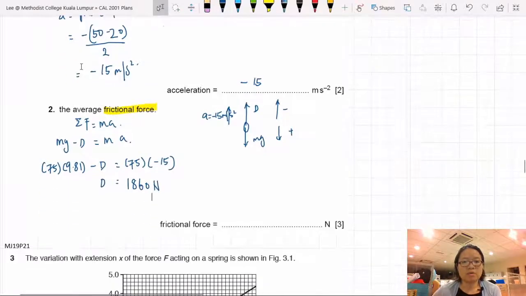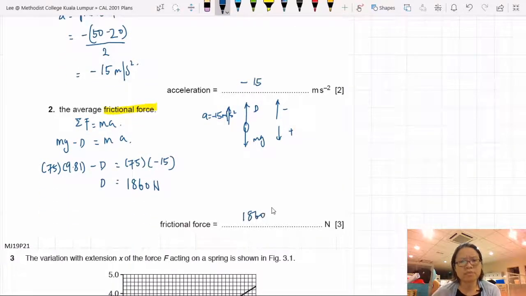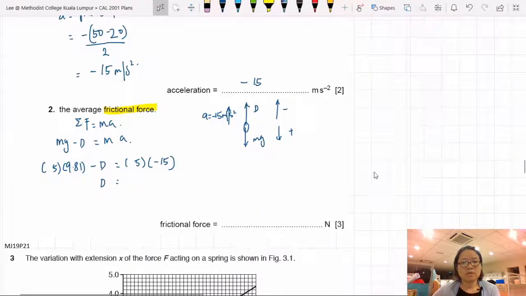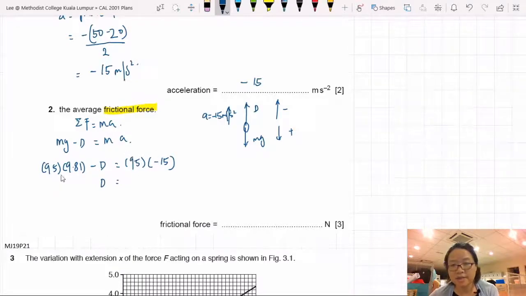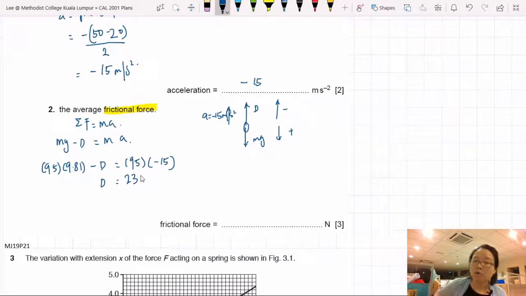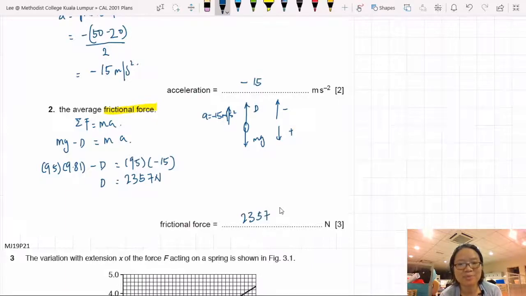Okay, so you'll get 1860, I think. Oh, yeah, I made a mistake. I thought the parachutist is 75 kg because I'm thinking of Asian weights, you see. But actually, it's 95 kg. Okay, so it's correct already, this one.